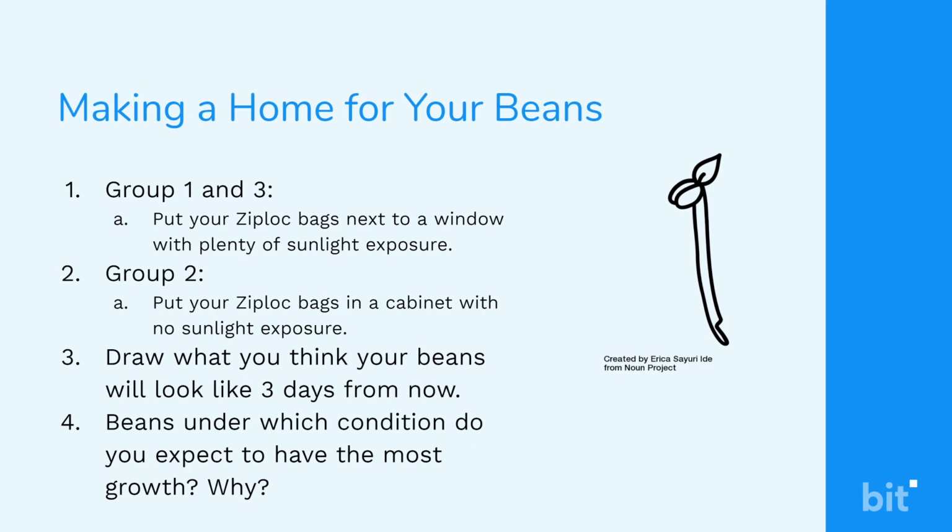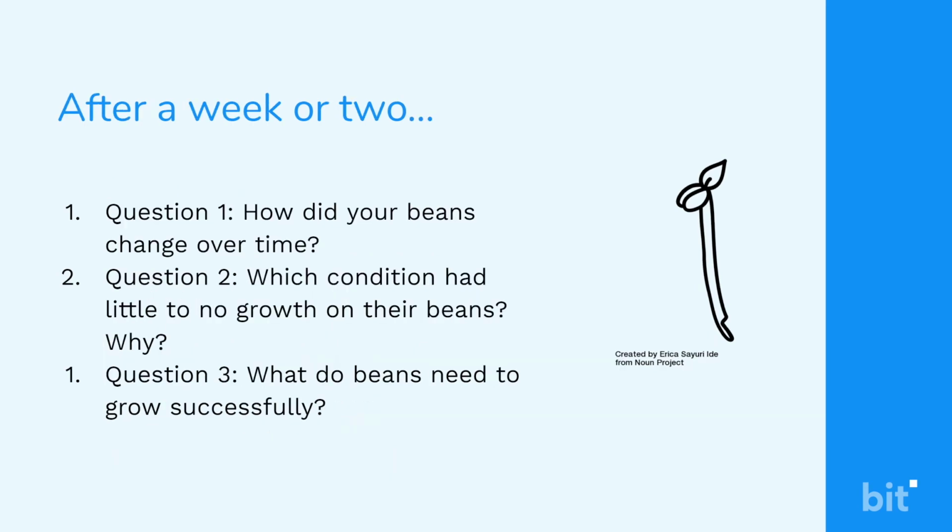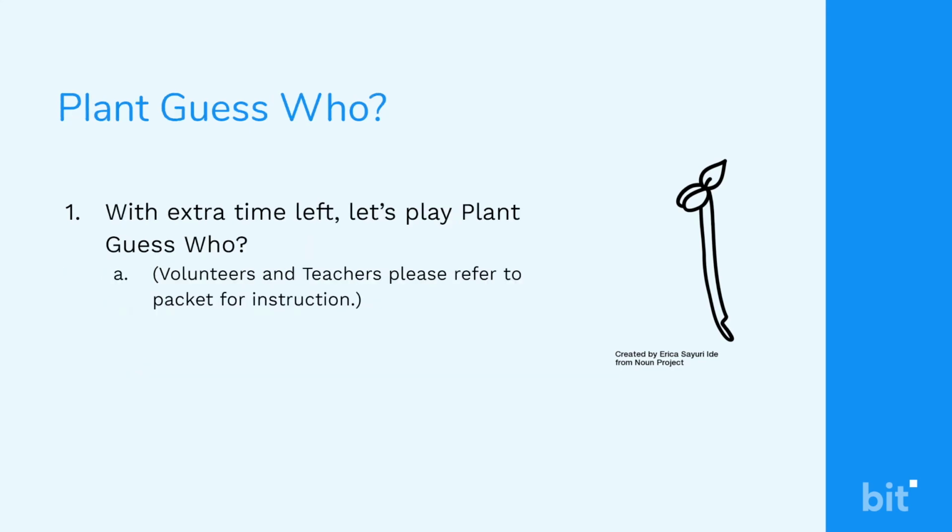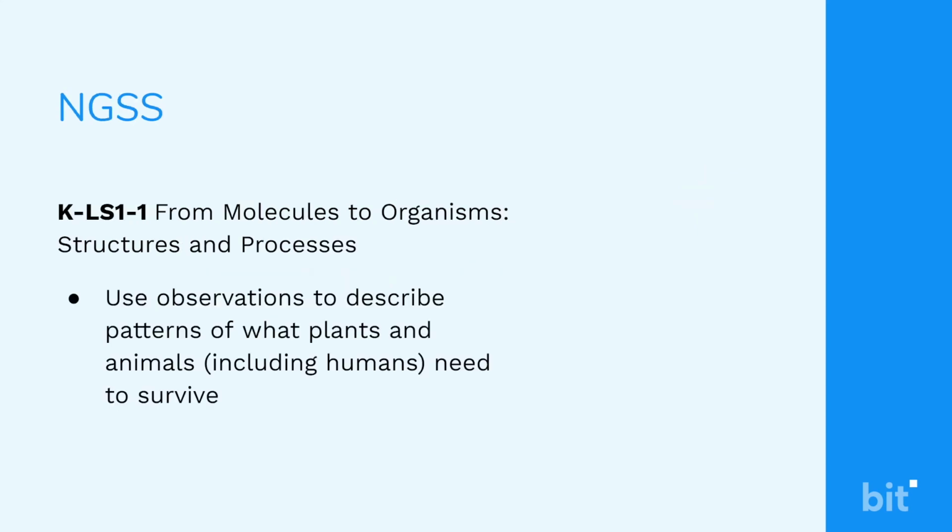next 2 weeks. For K-1 and 2nd to 3rd grade students, you can ask students to keep these 3 questions in mind, and the questions are on the slide as shown. For 4th to 5th graders, you can ask students to write down these 3 questions and answer them after 2 weeks. If there is extra time left, the volunteer instructor can lead students to play Plant Guess Who. You can refer to the packet for more instruction.